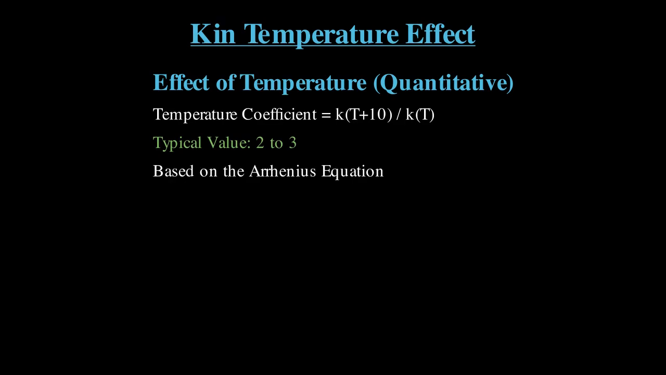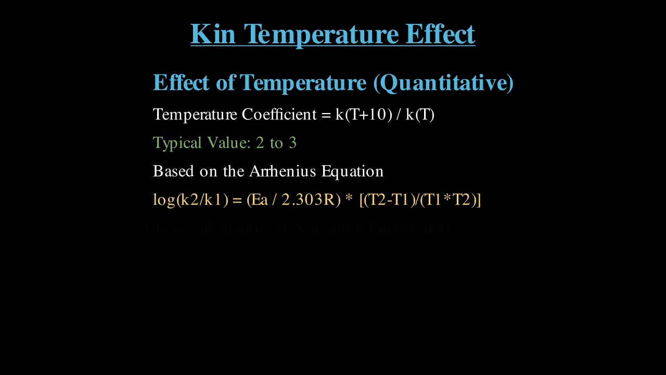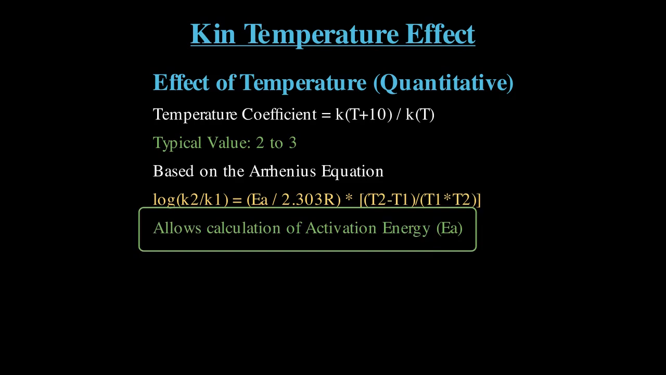By measuring the rate constants at two different temperatures, T1 and T2, we can use an integrated form of this equation. It states that log of K2 divided by K1 equals the activation energy, E sub A, divided by 2.303 times R, all multiplied by T2 minus T1, divided by T1 times T2. This powerful equation allows us to experimentally determine the activation energy for a reaction.